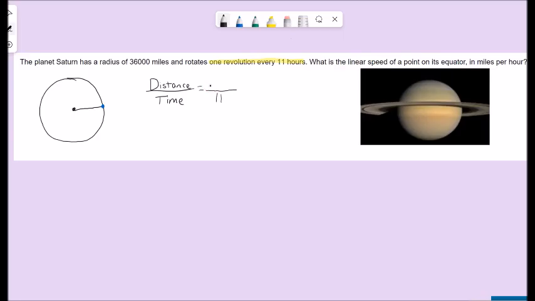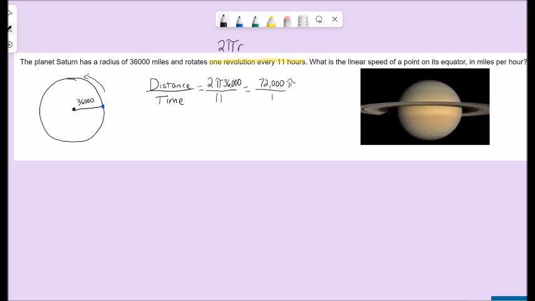Now some people might think, oh, 36,000, that's the distance. No, 36,000 is the radius. The 1 revolution all the way around, that's the circumference of a circle. Remember, that's going to be 2 pi r. Now they give us r, they tell us it's 36,000. So our distance traveled, to calculate that, we're going to do 2 times pi times 36,000. Okay, that's going to be 72,000 times pi.